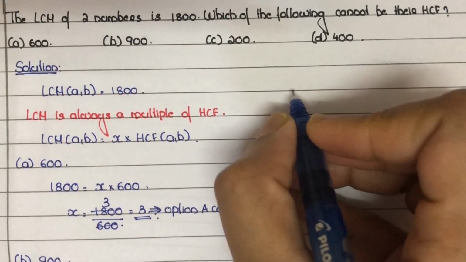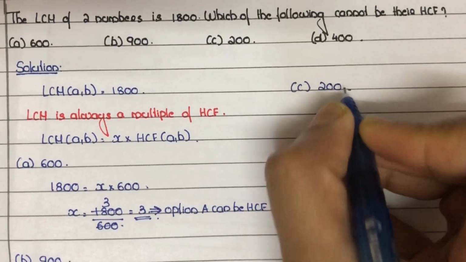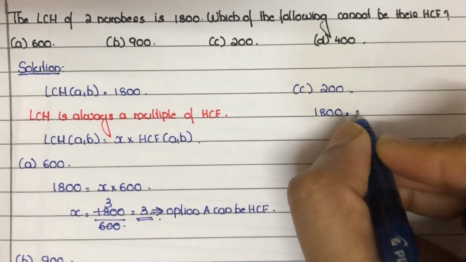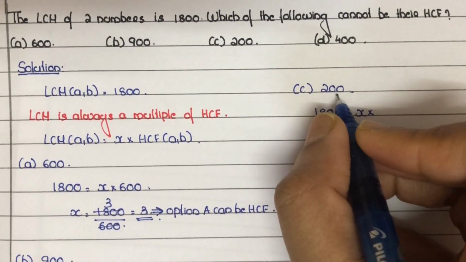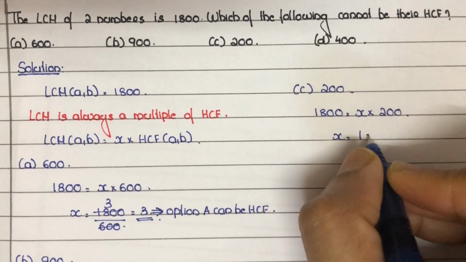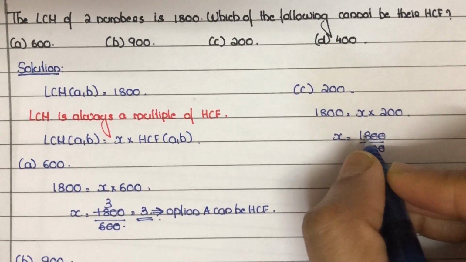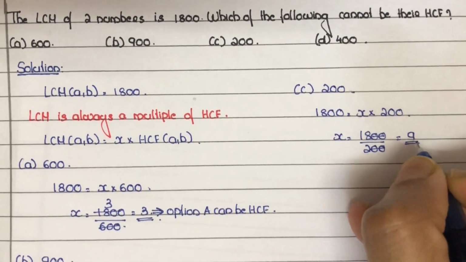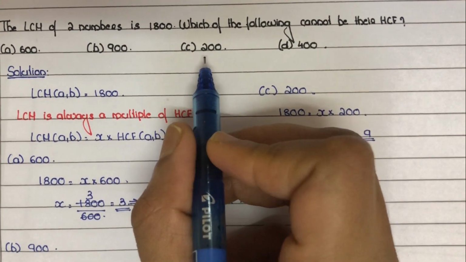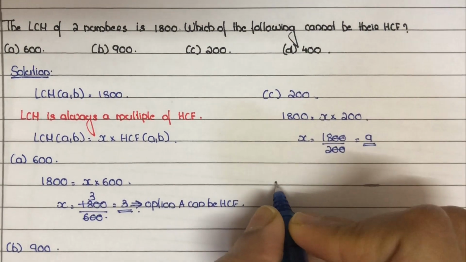Now check with option C. Option C is 200. So LCM of A, B, that is 1800, equal to X into HCF of A, B, 200. So X equal to 1800 by 200 equal to 9. Which implies option C, that is 200, can also be the HCF of the given two numbers. Now next option D is 400.